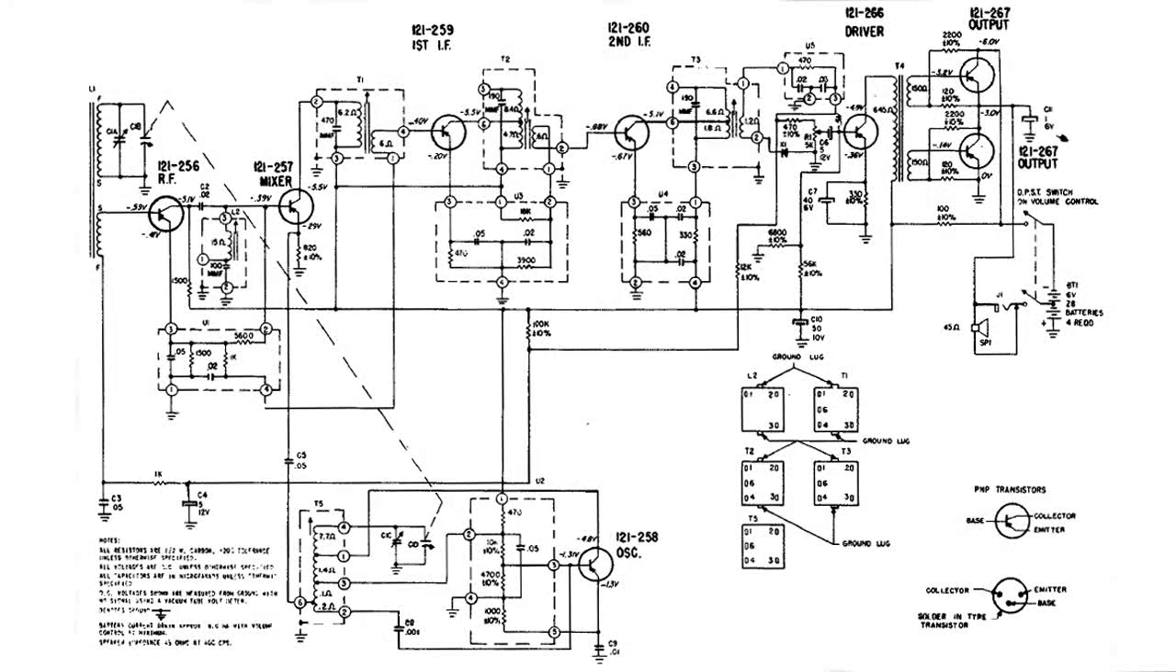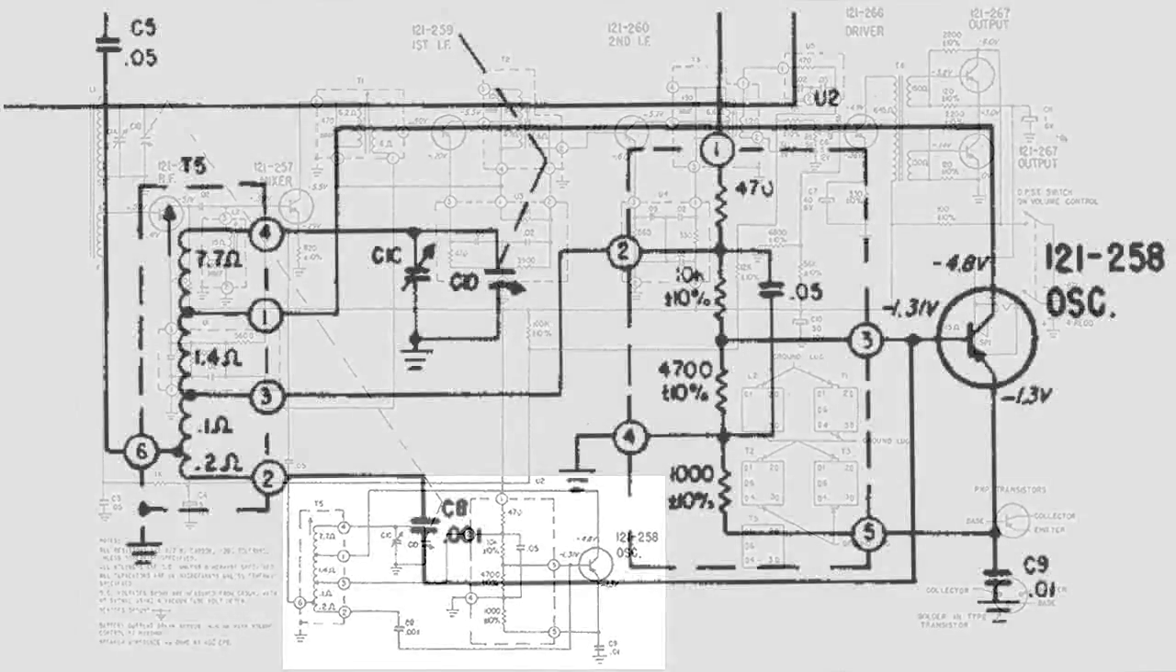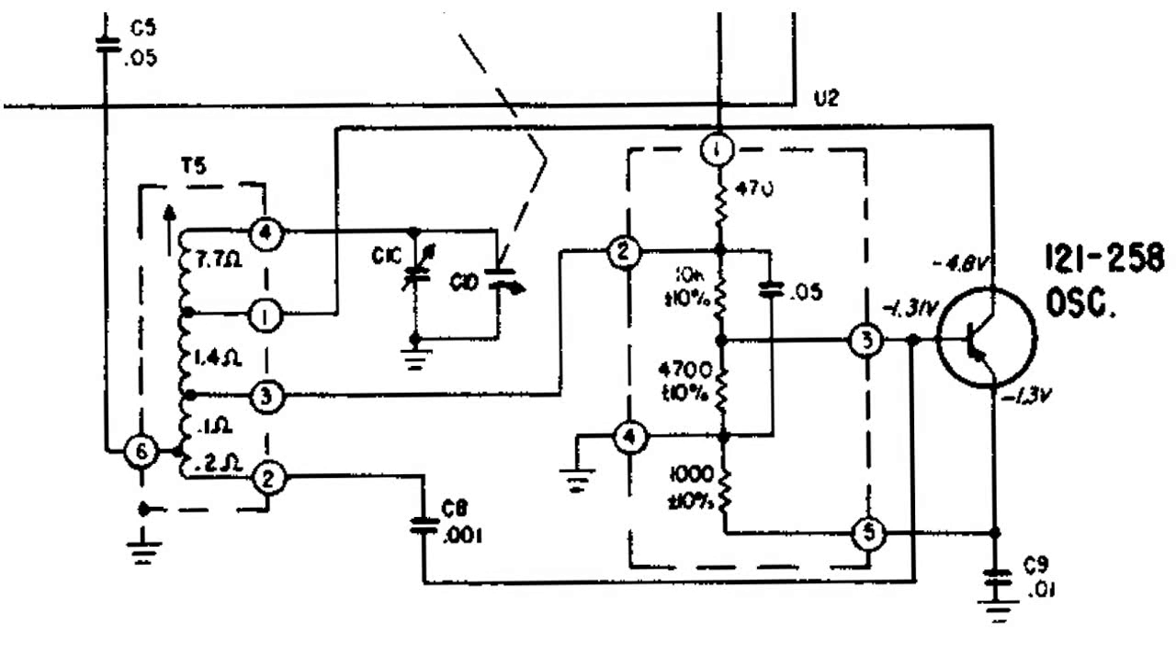This is a wiring diagram of a transistor radio, and this part of the diagram is the oscillator for the radio. So we'll bring this up and take a closer look at it. This part of the oscillator is the tank circuit that tunes the oscillator, and all the way to the right, that .05 microfarad capacitor, again, is an RF path for the tank circuit.